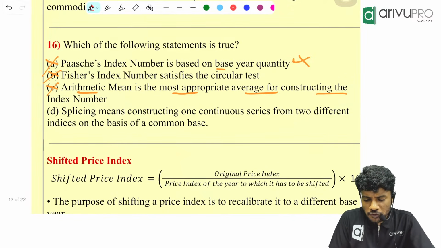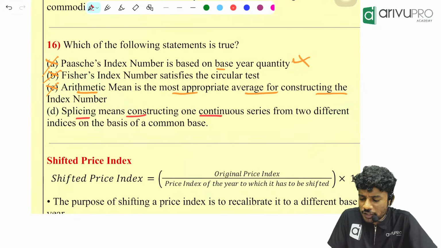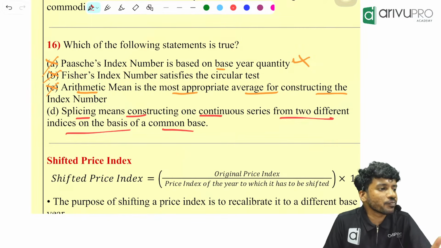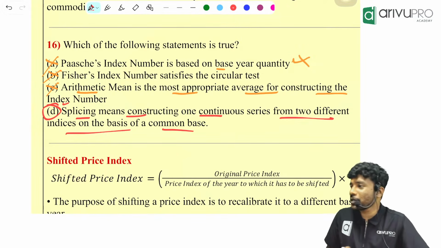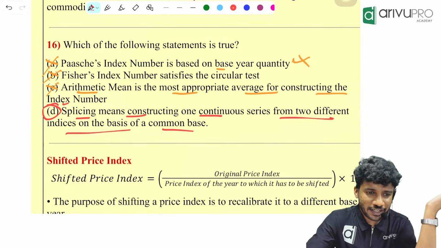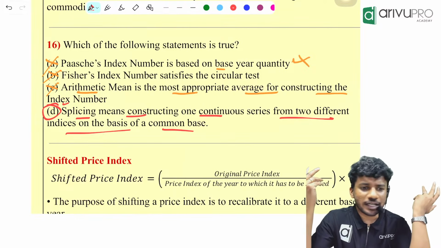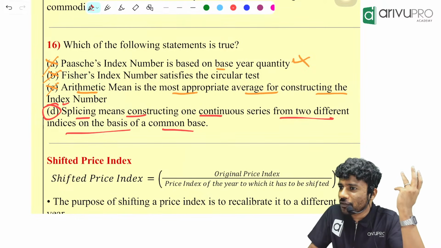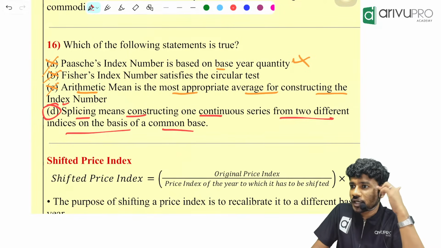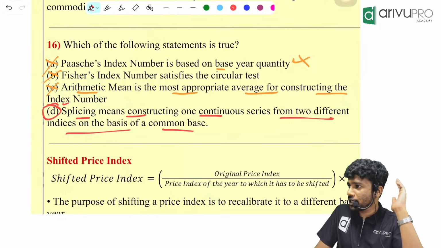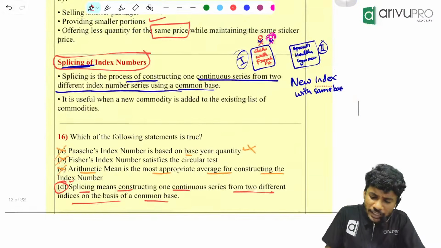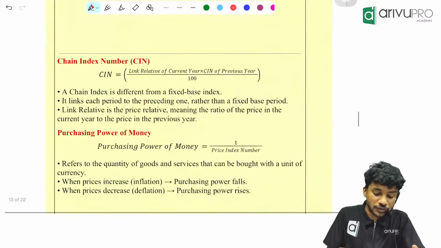Now, splicing means constructing one continuous series from two different index numbers with same base. Is it correct? Yes, we studied that. Splicing means creating a new index number from two or more different indexes to a common base. That is the meaning of splicing. I hope everyone remembers. Online, please confirm it to me. Ismail, Samyukta, Abdul, then Ganesh, Angel, Merlin, everyone. Yes. Then I am taking you to a concept, then I'll come back to CPI again.